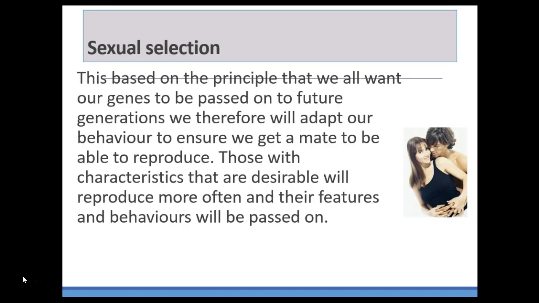Sexual selection. This is based on the principle that we all want our genes to be passed on to future generations. We therefore will adapt our behaviour to ensure we get a mate to be able to reproduce. Those with characteristics that are desirable will reproduce more often, and their features and behaviours will be passed on.